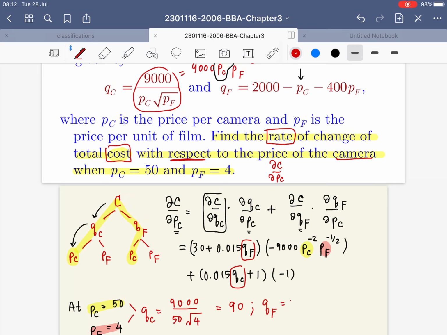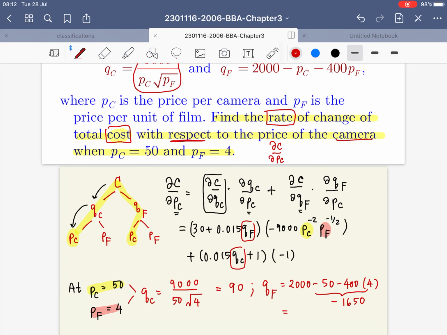How about your film? Your film, it is 2000 minus your P_C, which is 50, and 400 and the square root of 4. 400 multiplied by 4, okay, as a P_F. So here you got what? 2000 minus 1650, right? So you are going to end up with 350 for the film, all right?